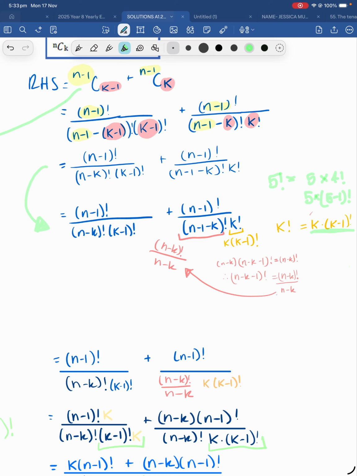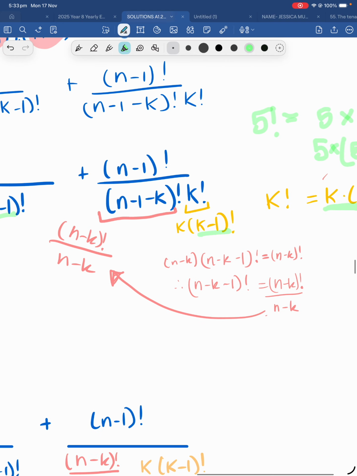So what I can then do is, instead of having a k there, I could replace it with k lots of k minus 1 factorial. Then I've got the k minus 1 over here and a k minus 1 there. So I'm getting closer to the same denominators. As for this part, I've underlined it in pink. This is my working for it.